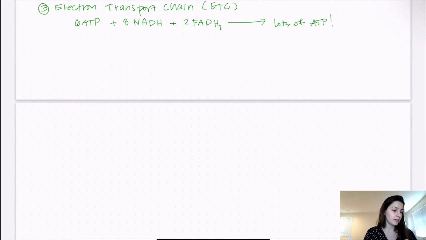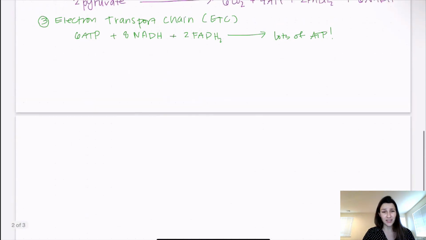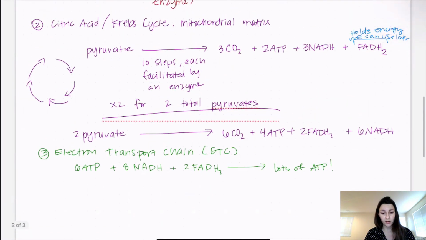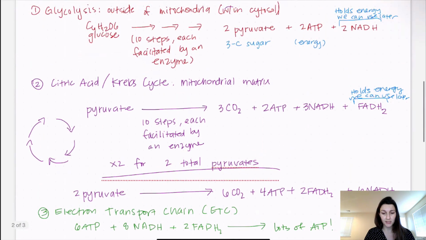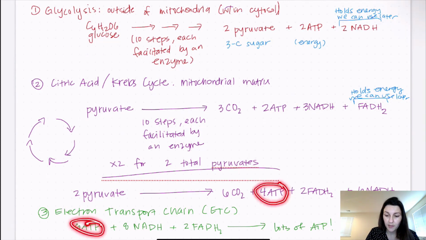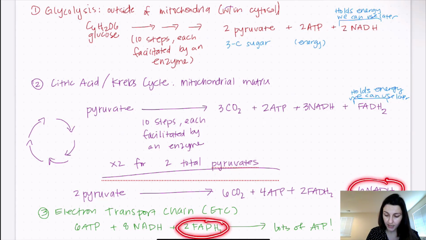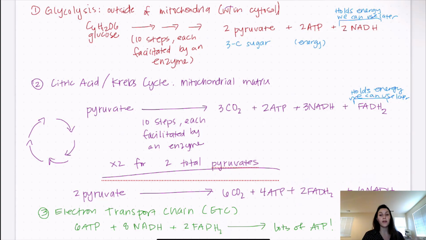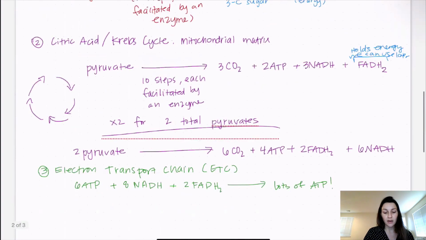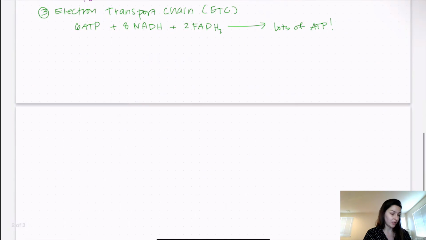Okay, so where do we get all of these molecules though? Well, we get them from the earlier steps. Let me scroll back here now that we can see them all on one page. So we have 6 ATPs, and we got those because we had 4 from citric acid plus the 2 from glycolysis, so 6 ATPs. And then we additionally get those NADHs. We have 2, and then we have 6, that's 8. And then our 2 FADH2s come from the citric acid cycle as well. So everything that we're using is from a previous step. And all of that is done in order to generate lots of ATP.